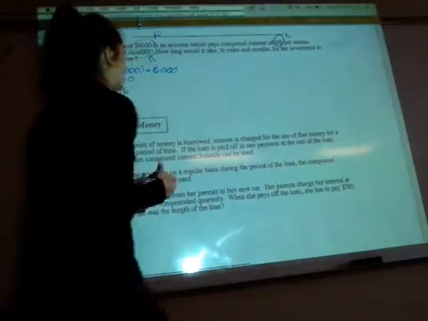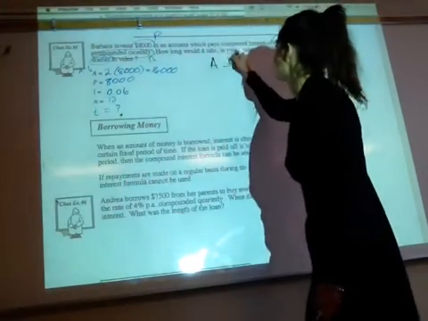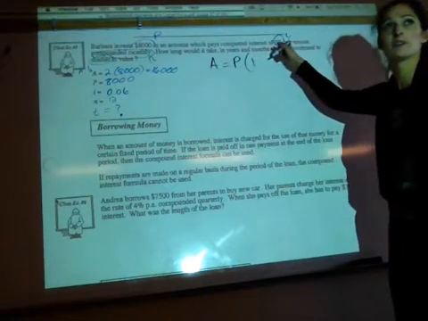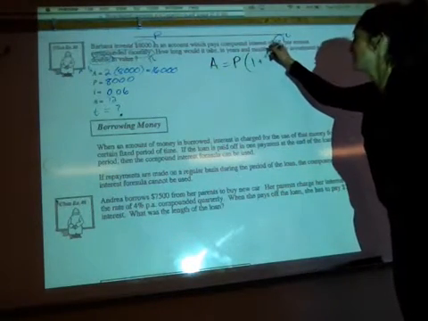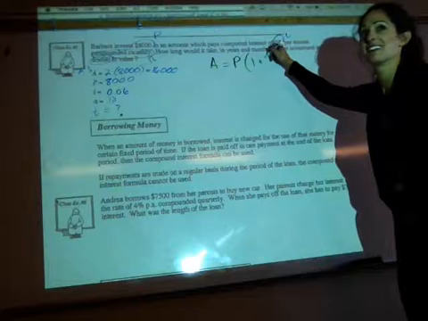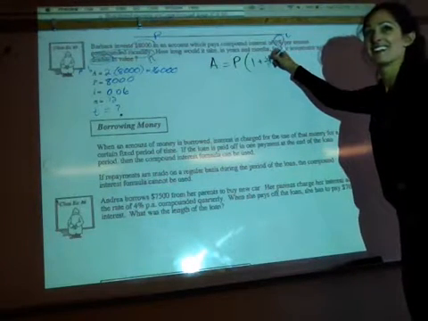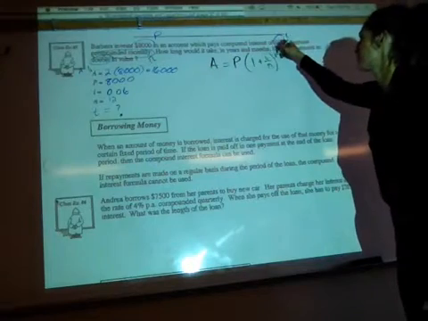So let's plug what we know into our formula. Amount equals our principal times 1 plus the interest rate, 0.00 something, divided by N, the number of compound periods, to the power of NT.